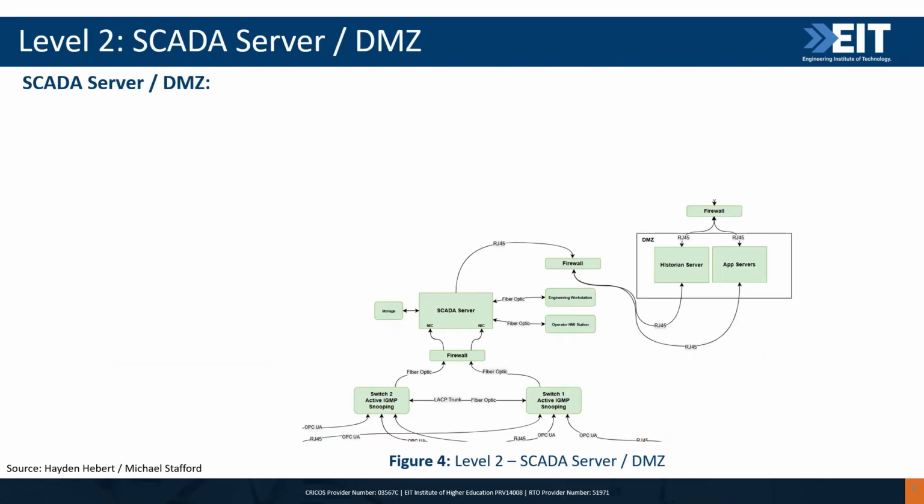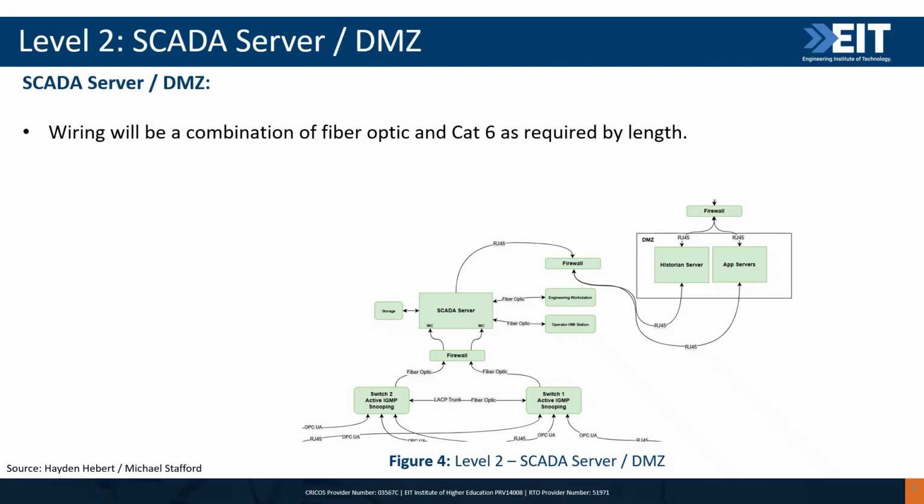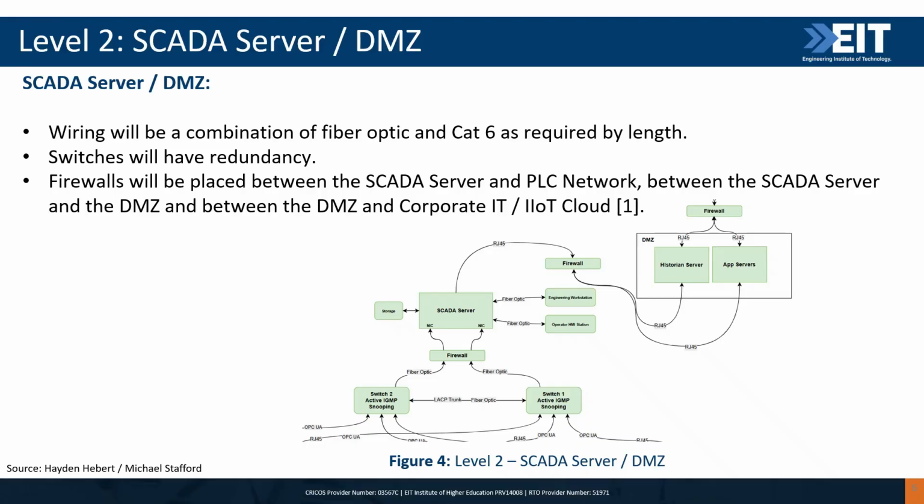Level 2, our SCADA DMZ physical layer, will include the following. The wiring will be a combination of fiber optic and Cat6 as required by length. Switches will have redundancy. Firewalls will be placed between the SCADA server and PLC network, between the SCADA server and DMZ, and between the DMZ and corporate IT/IIoT cloud layers.